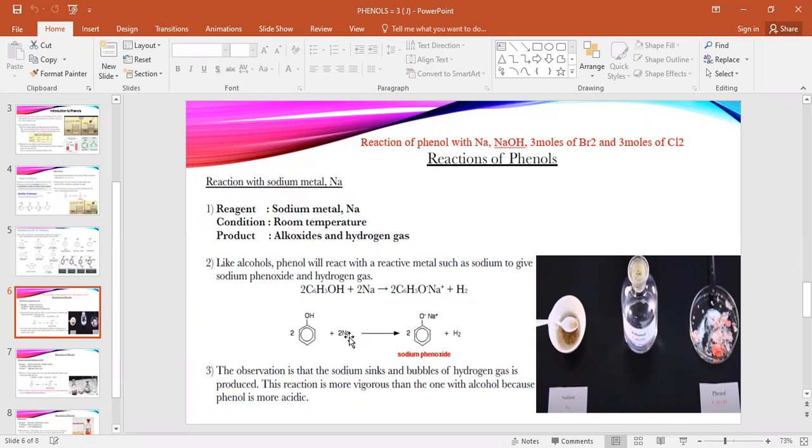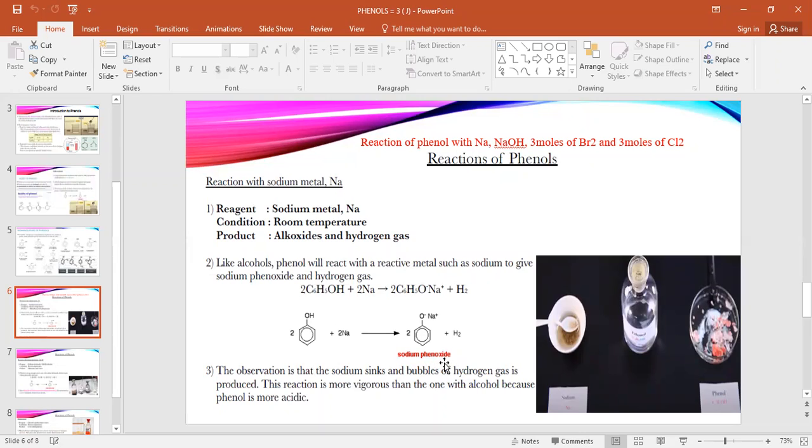What happened in this reaction? Removal of hydrogen. You can say the bond breaks between oxygen and hydrogen. So we remove hydrogen and attach sodium itself. The oxygen has the extra electron, a negative charge, and sodium is a metal with a positive charge. We replace hydrogen with sodium metal. So you get sodium phenoxide.